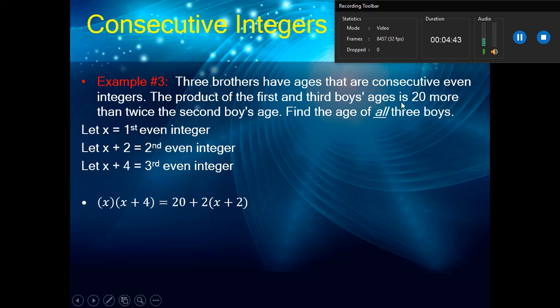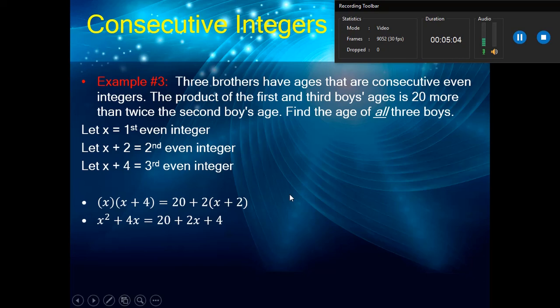The word "is" is my equal sign. So the product of the first and the third boy's ages is 20 more, but we're going to push the 20 to the other side to maintain our balance. And then twice the second boy's age, x plus 2. So we're going to go ahead and distribute.